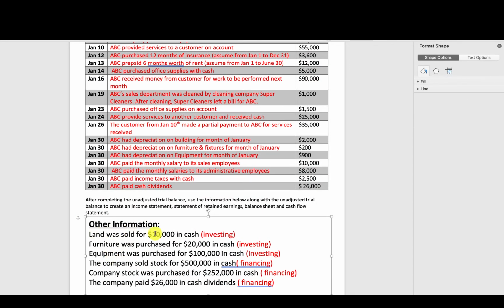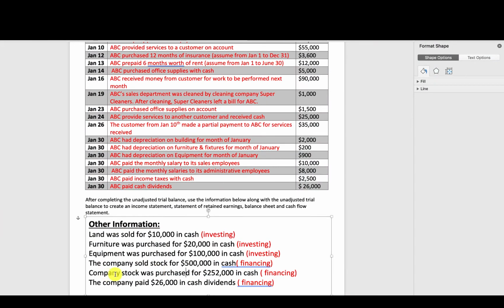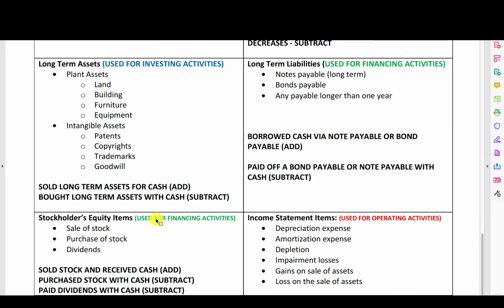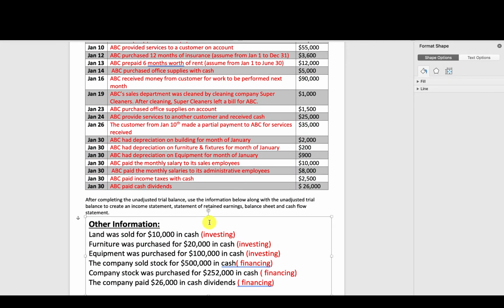Land, what is that? That's a long-term asset. It's investing. Furniture is also a long-term asset. It's investing. Equipment is a long-term asset. That's investing. Company stock, that's equity, so that's financing. Company stock again, that's equity, so that's financing. Dividends, that's equity, so that's financing. So we have 3 investing activities and 3 financing activities.